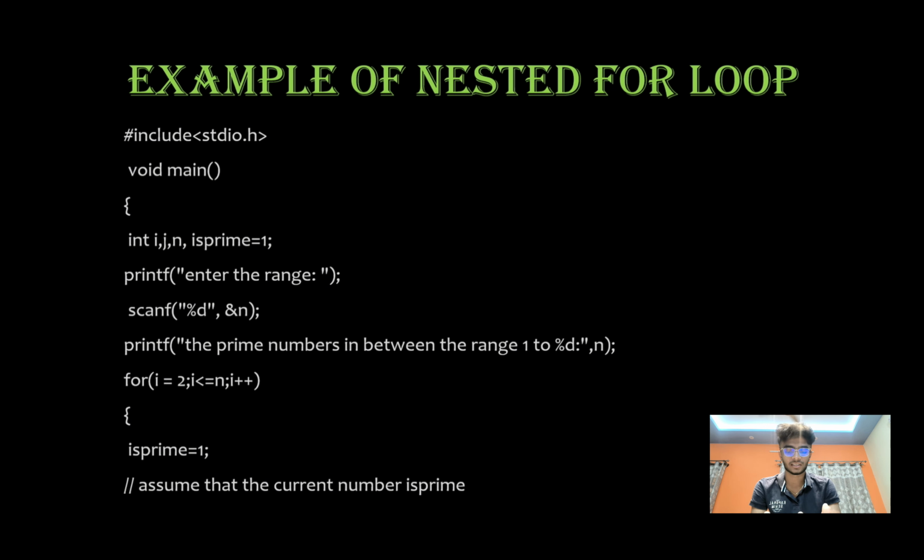So I have to print the range of numbers, for example from 1 to 10. How many prime numbers do I have? I have to print all the prime numbers. So I'm going to take that example over here and explain to you what a nested for loop is.